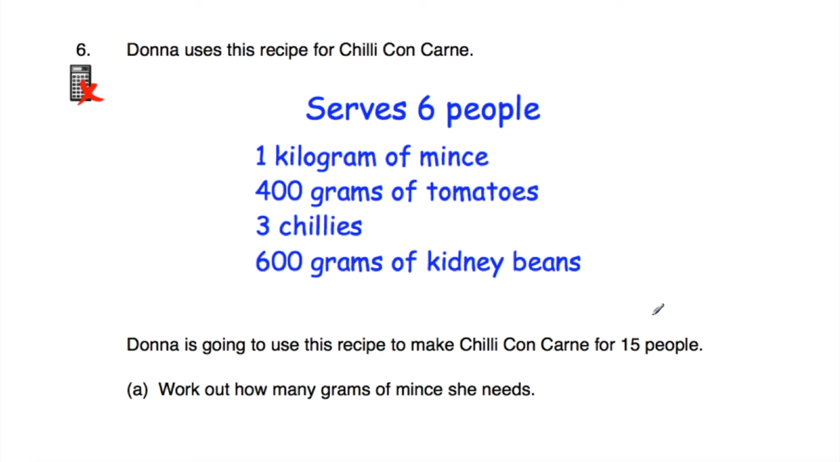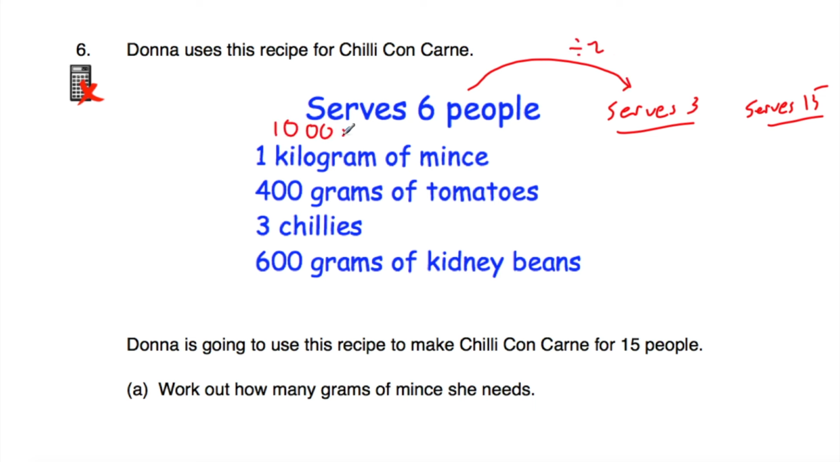What I'm going to do is I'm actually going to half it, because if I divide this by 2, I would find how much serves 3 people, so serves 3. And then once I find out how much serves 3, I can then times that by 5 to find out how much mince would serve 15 people. So let's do that. So let's divide by 2 first of all. Well, a kilogram is 1,000 grams. If we divide that by 2, that'll be 500 grams of mince. Now that serves 3 people.